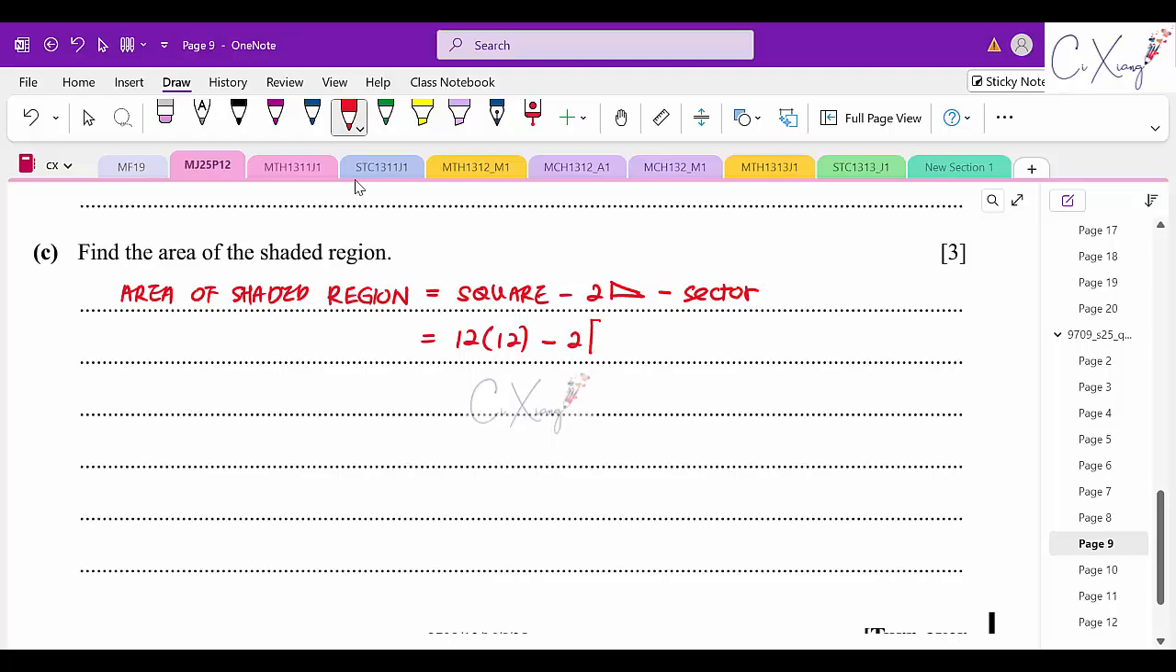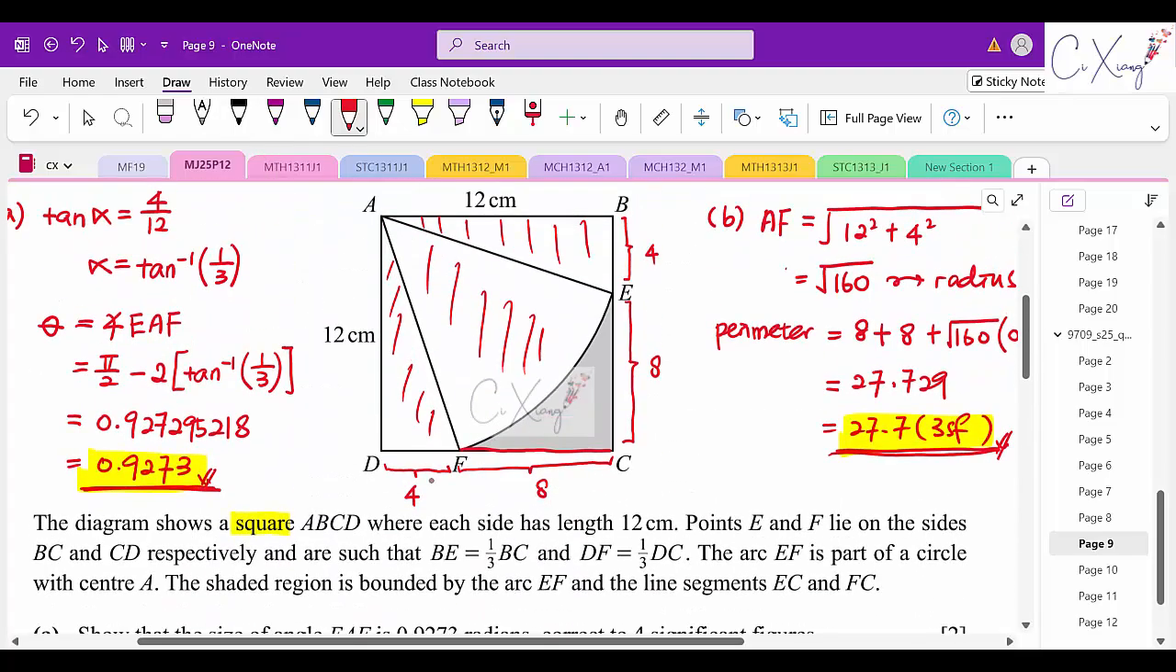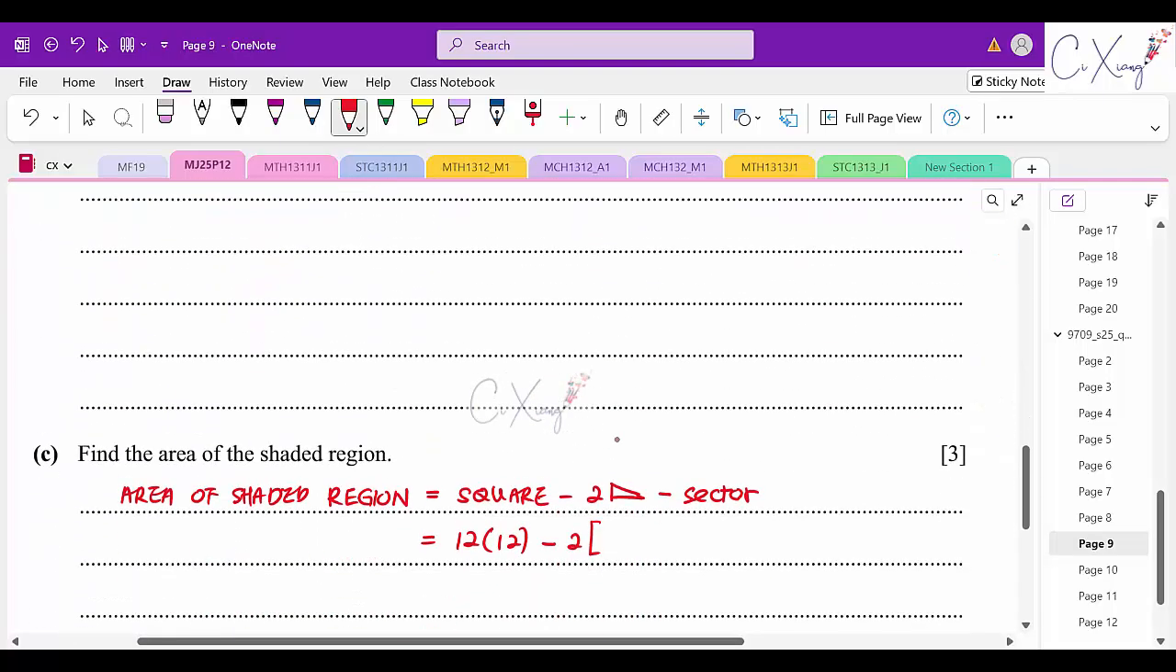What is the area of the triangle here? So for the triangle, it is a right angle triangle, and we know the base is 4. For this one, the base is 4, the height is 12. So I'm taking half times base times height. Half times base times height. Okay, then minus the sector again.